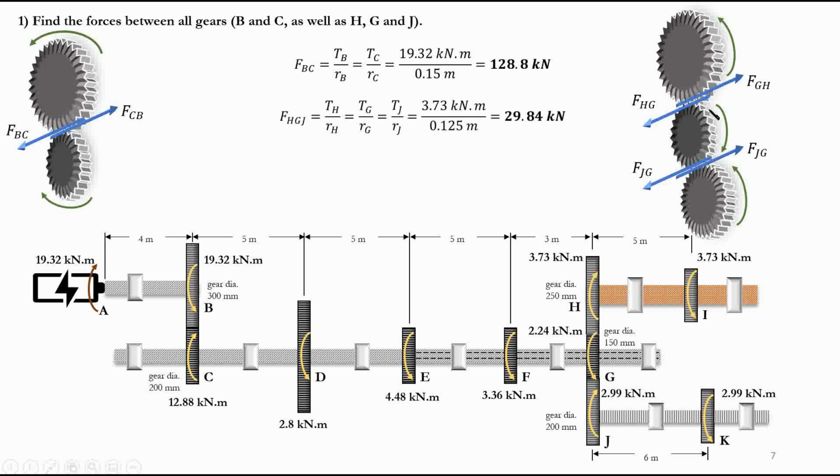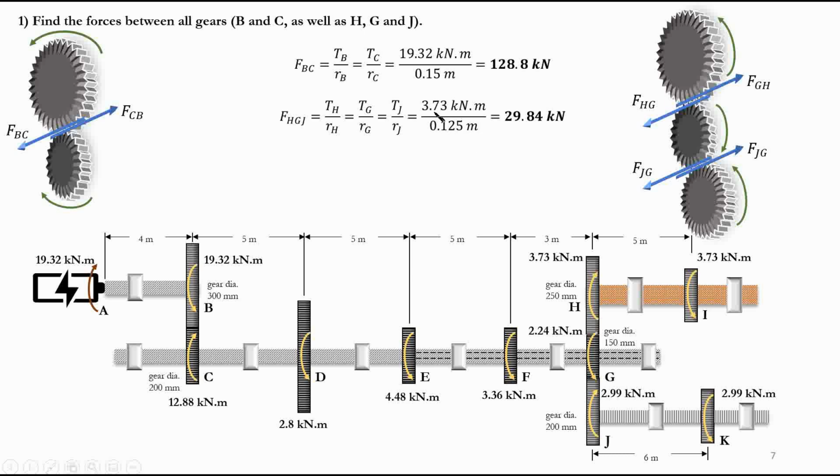So our F, H, G, J, all these forces are equal, right? And we can use either TH over RH, TG over RG, or TJ over RG, right? So any of them. So here we decide to use TH over RH. So 3.73 divided by 0.125.